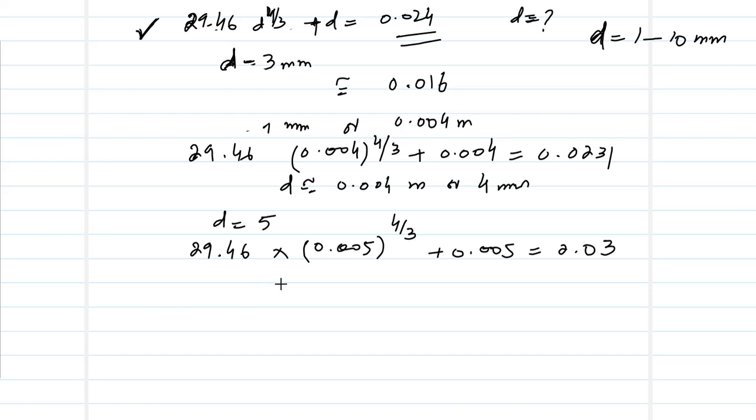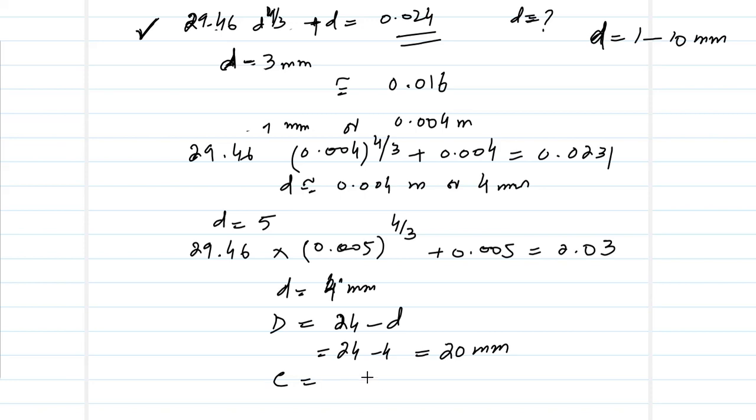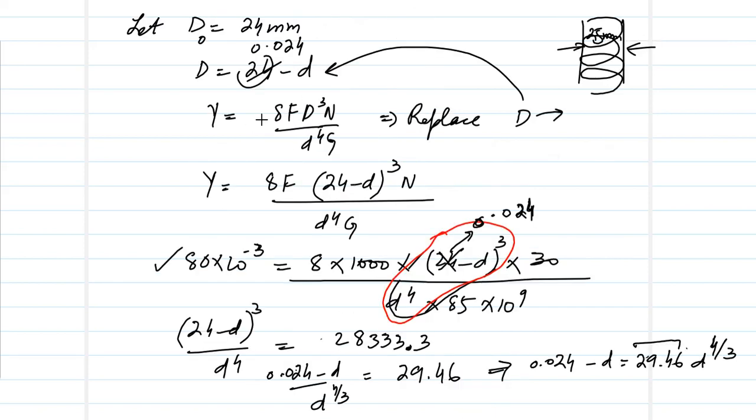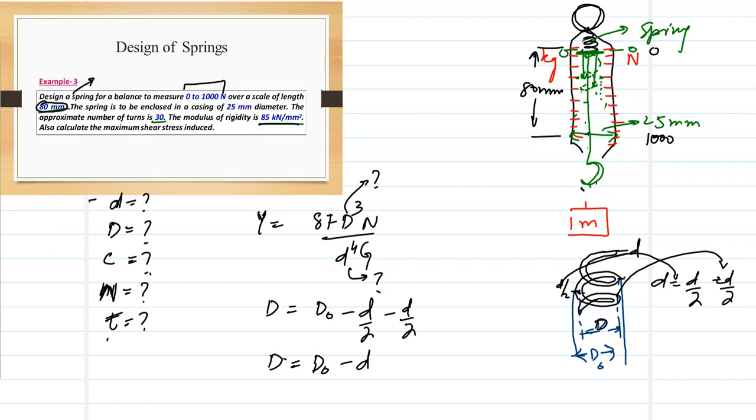So now if we know the wire diameter, which is 4 mm, now you can also find the mean diameter, which is 24 minus small d, and that is 24 minus 4, which is 20 mm. Another parameter required can be C. C is actually the mean diameter over wire diameter, that is capital D by small d, and that is 20 divided by 4, which is 5. Clear? So this is what is required from this problem. The design contains actually these three important parameters.